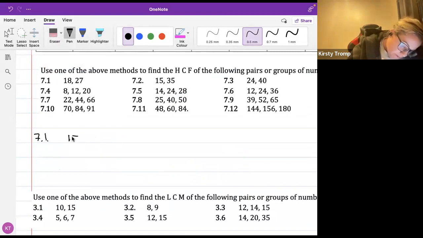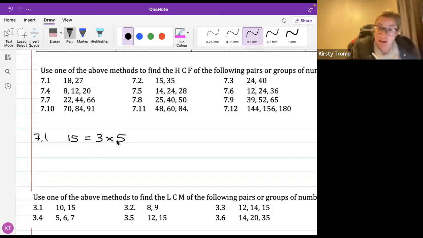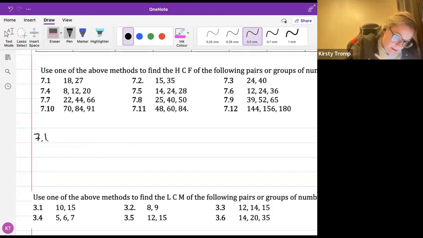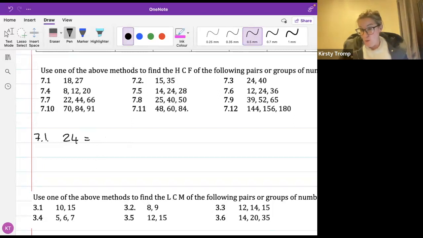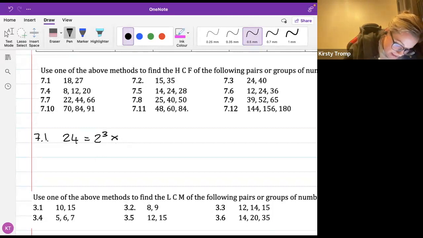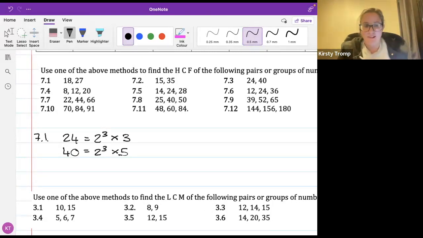Okay, so I've got 15. 15 is going to be equal to 3 times 5. You're really going to test my skills here tonight. Oh, my goodness. Okay, no, wait. Let's see if I can do the other ones in my head quickly. All right, so we're going to say 24. 24 is equal to 2 to the power of 3 times 3. And let's say 40. 40 is equal to 2 to the power of 3 times 5. Do you believe me? Yes, ma'am. Oh, you're trusting. You're going to trust my brain.